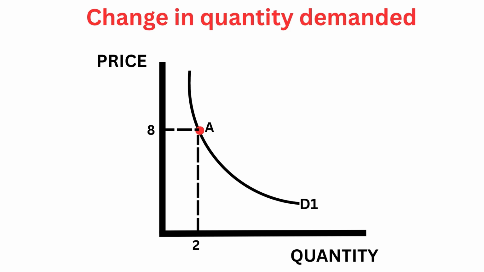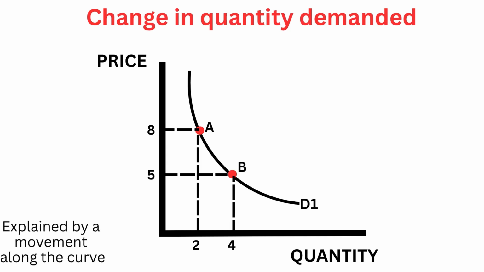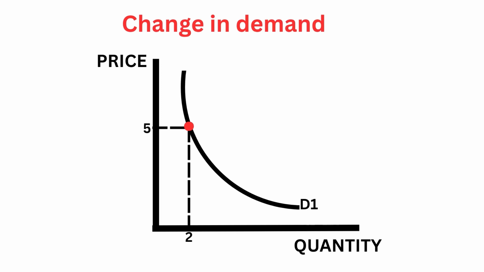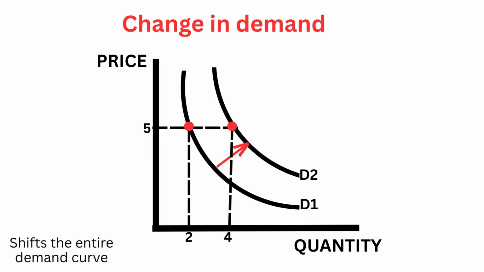What's the difference between a change in quantity demanded and a change in demand? They sound similar, right? But in economics, they are very different. And mixing them up can cost you your marks in an exam or make your graphs look totally off. Well, a change in quantity demanded is shown by a movement along the demand curve due to a price change. And secondly, a change in demand is shown by a shift of the entire demand curve due to the non-price factors, which are income, taste and preferences, price of related goods, expectations, and number of buyers.